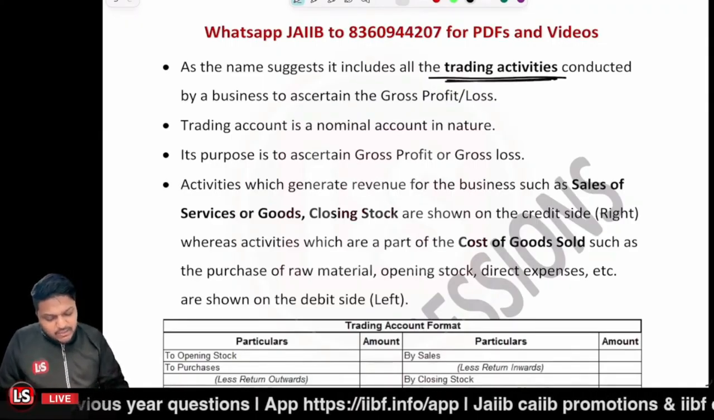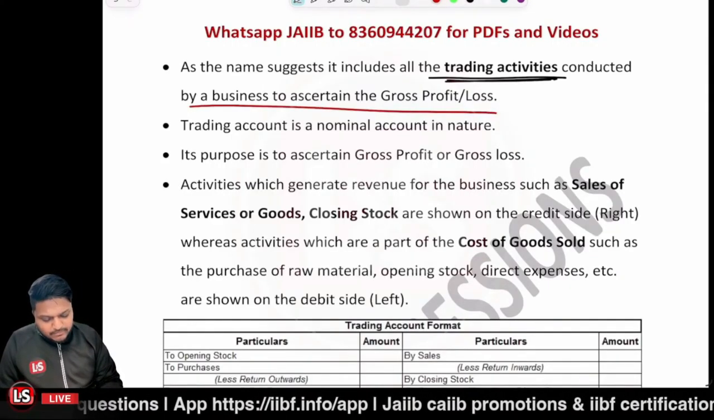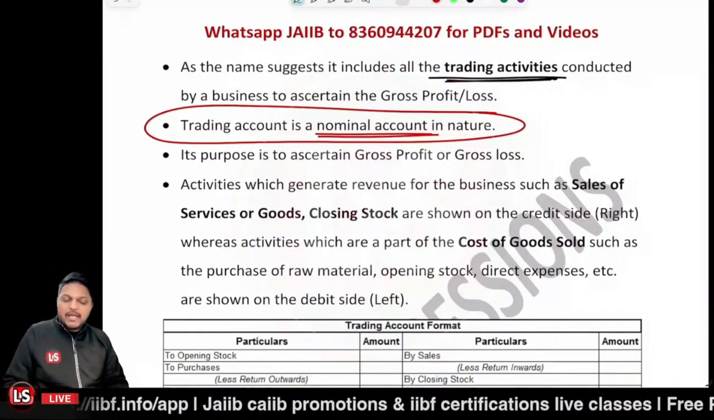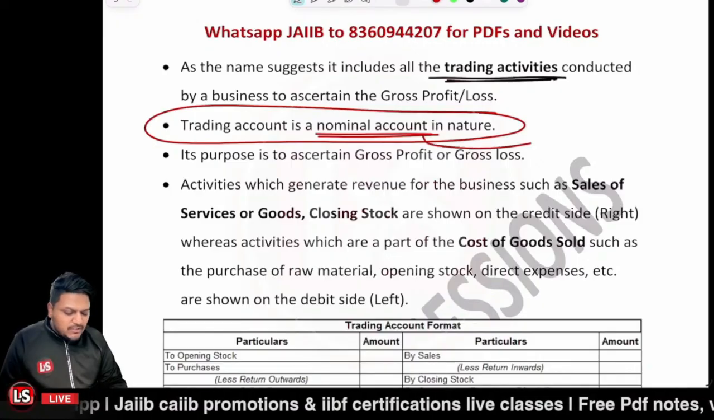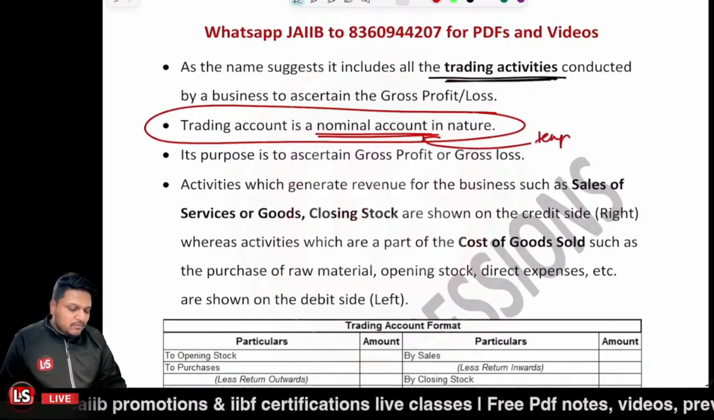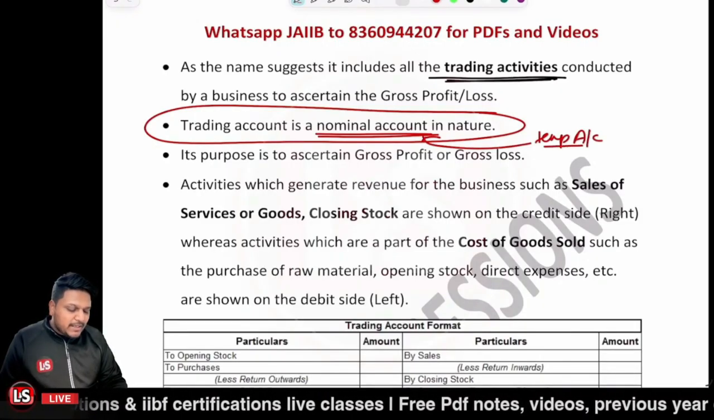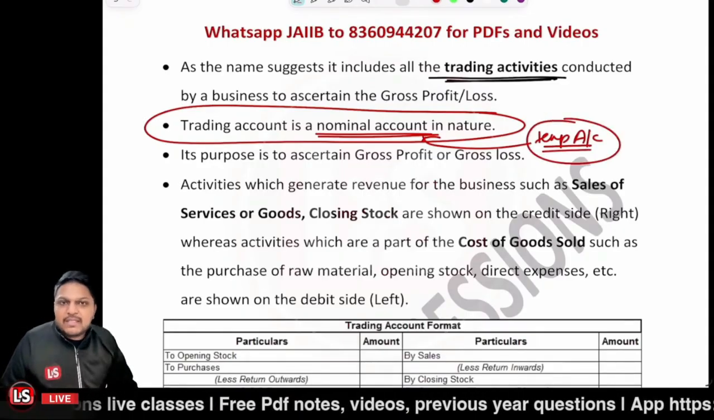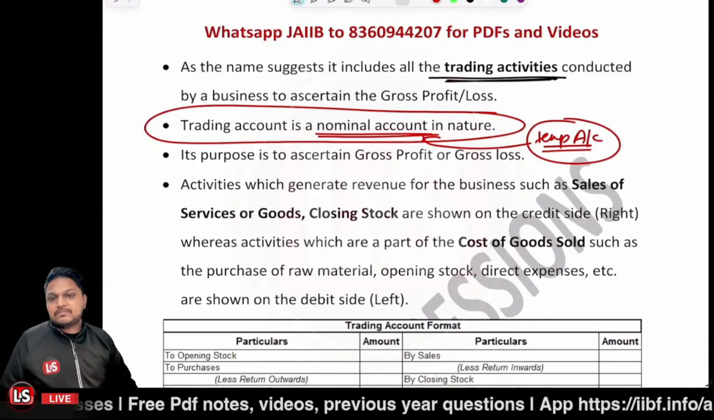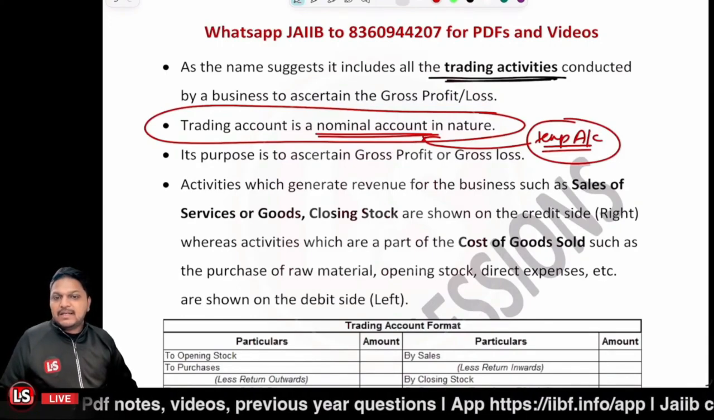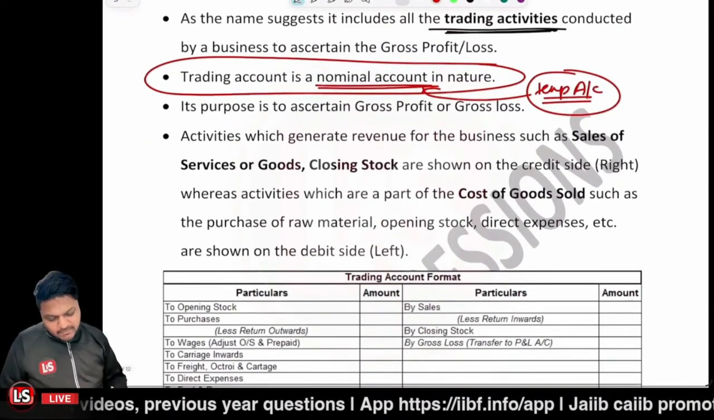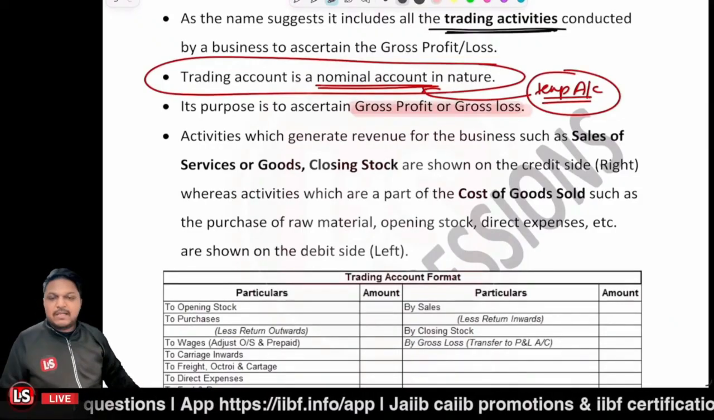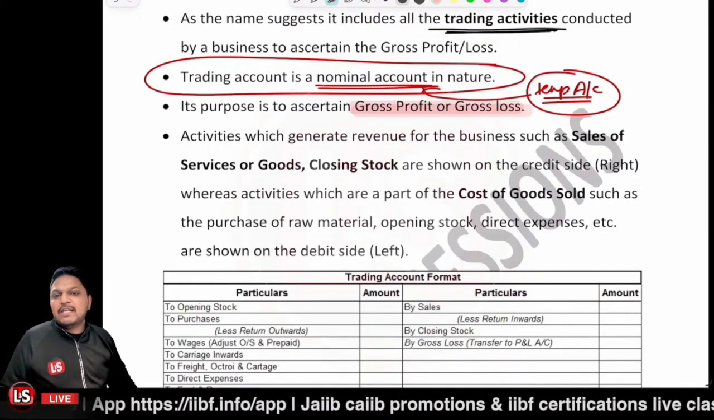And the trading account is what account? It is a nominal account in nature. What was a nominal account, if you remember? A nominal account is a temporary account, related to balances of expenses or gains, incomes or losses, right? And its purpose is to ascertain the gross profit or gross loss. That was the main purpose of the trading account. Clear with it?